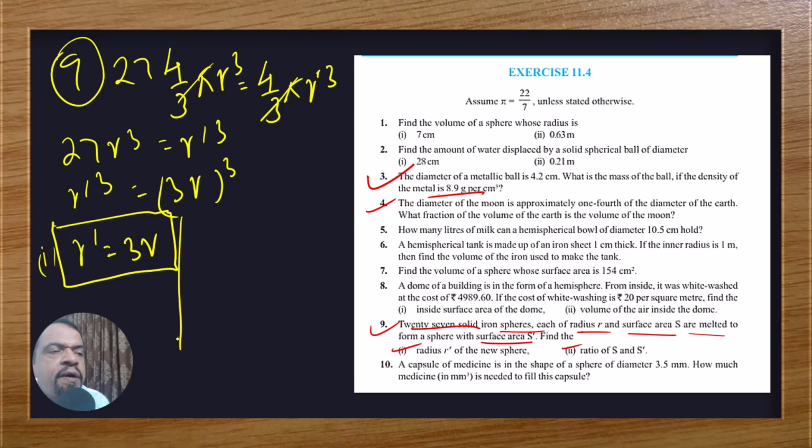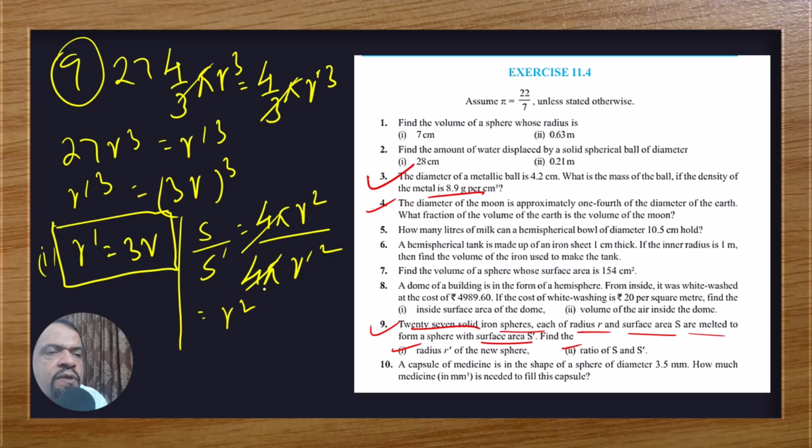Now for the second part, the ratio of surface area. It means s upon s dash is 4 pi r square upon 4 pi r dash square. So 4 pi cancels, leaving r square upon r dash square. In place of r dash we can put 3r. R square upon 9 r square, r square cancels. So the answer will be 1 upon 9, or we can say the ratio is 1:9.